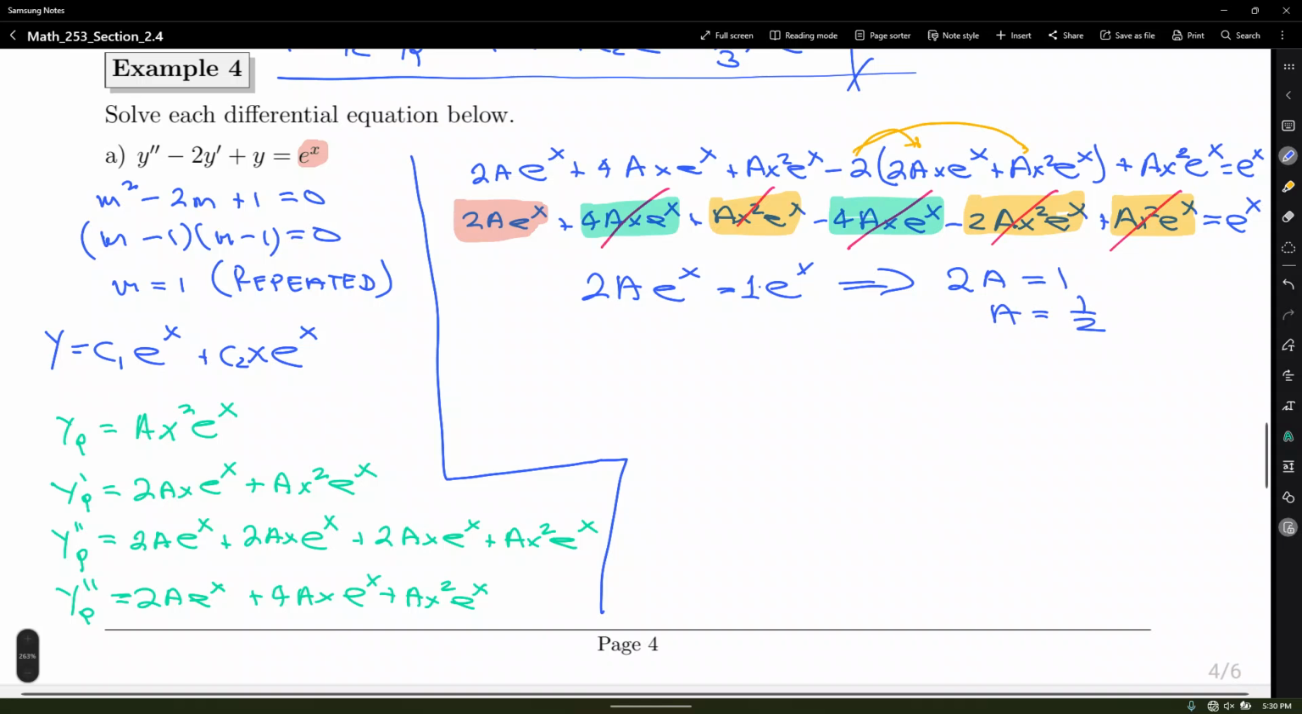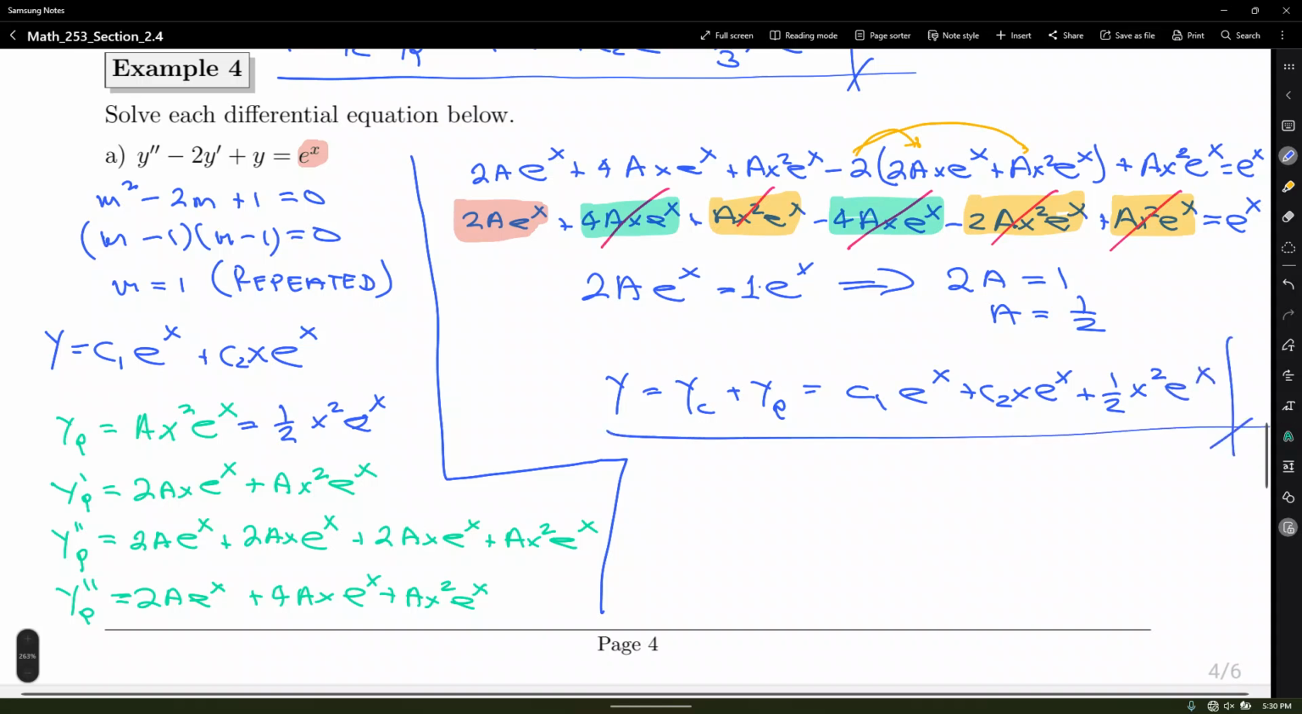Now we may go ahead and write y sub p. So y sub p equals 1 half x squared e to the x. So we may go ahead and write the general solution: y equals y sub c plus y sub p, which is c1 e to the x plus c2 x e to the x plus 1 half x squared e to the x.